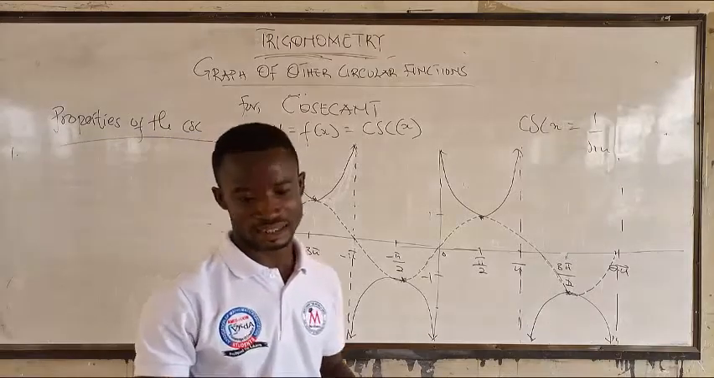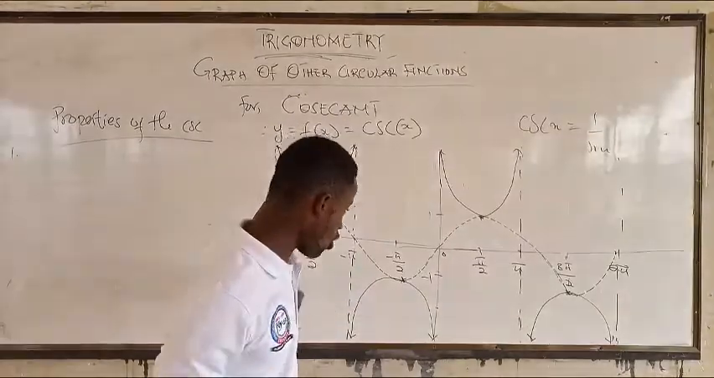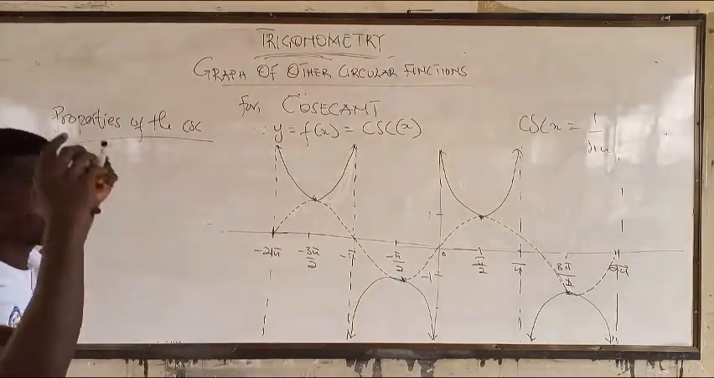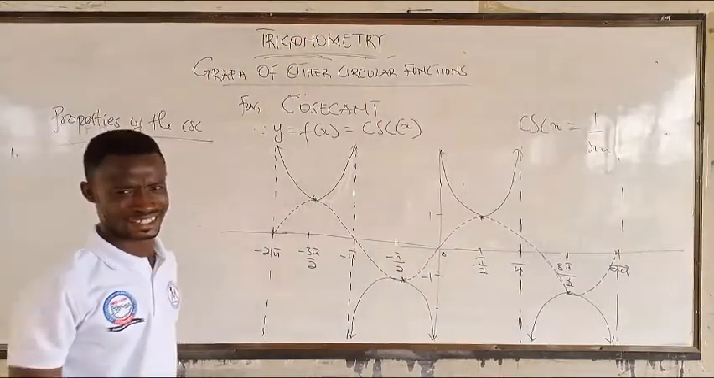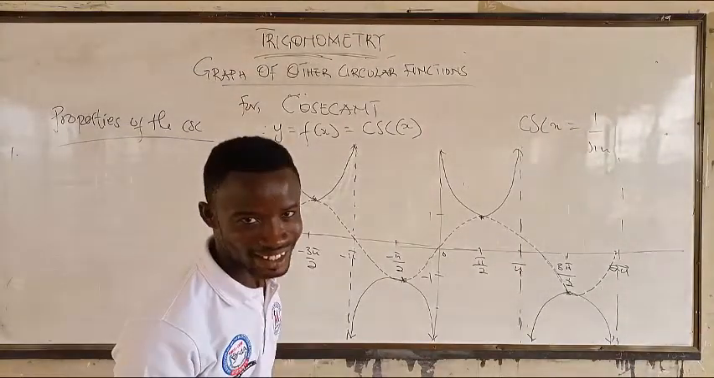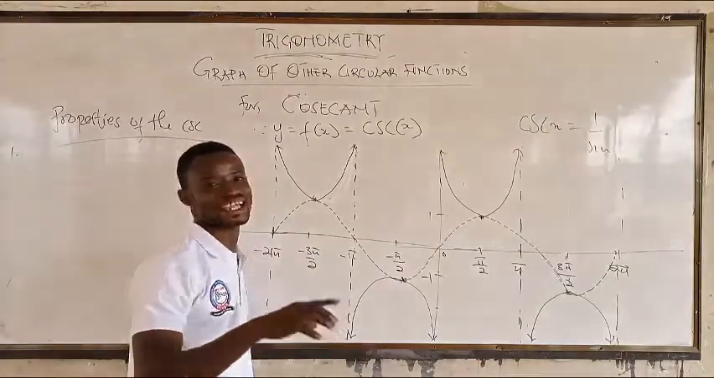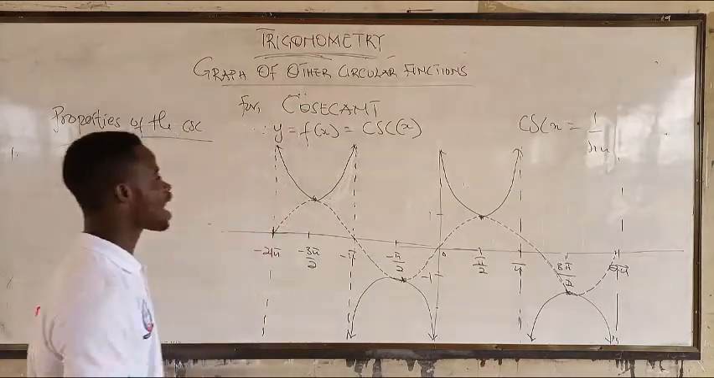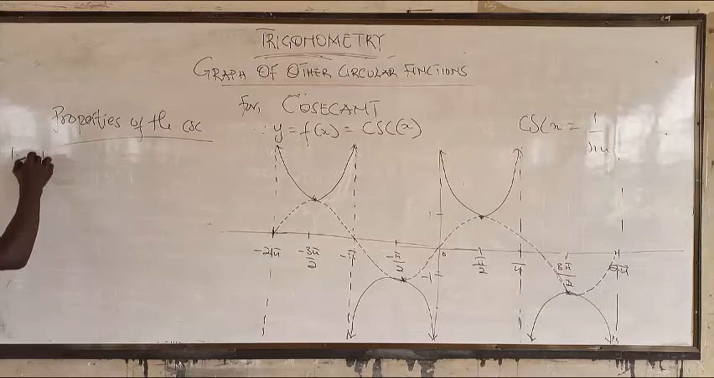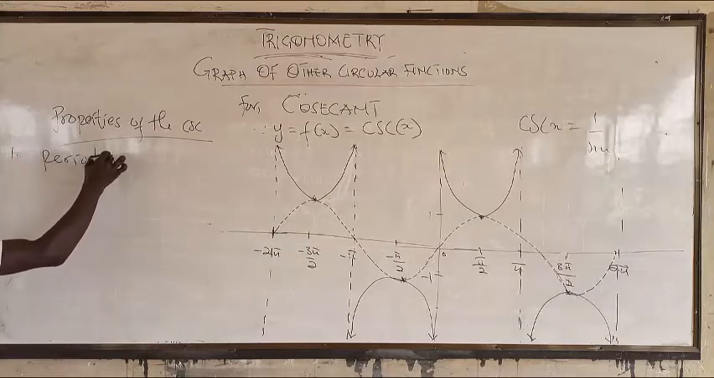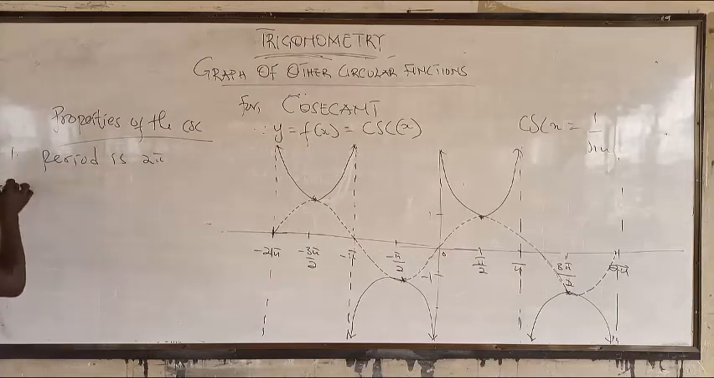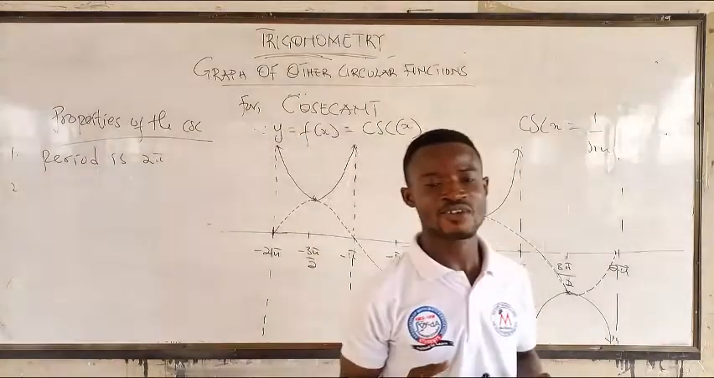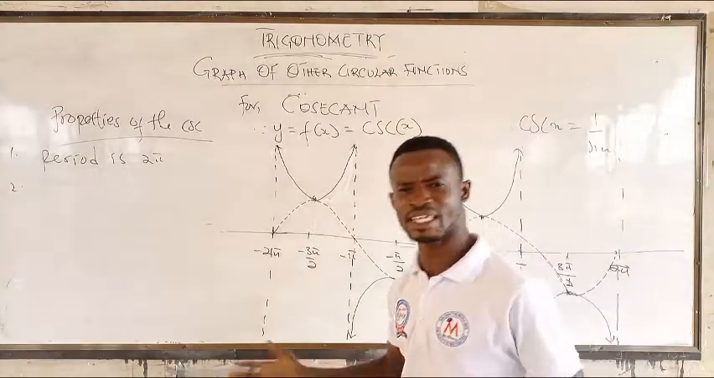The first one is that, now watch. You can see that it has a period of, it's not pi, it's 2 pi. Don't forget, the period of sine is 2 pi. So the reciprocal is the same thing, 2 pi. So the period is 2 pi.